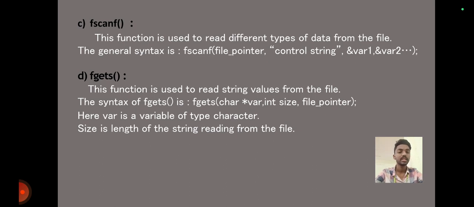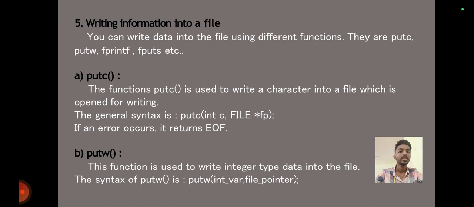fgets function. This function is used to read the string values from the file. The syntax of fgets is fgets(char *variable, int size, file pointer). Here variable is of type character, and size is the length of the string being read from the file. Fifth one, writing information into a file. You can write data into the file using different functions. They are putc, putw, fprintf, fputs, etc.